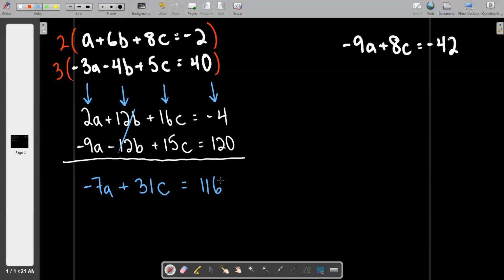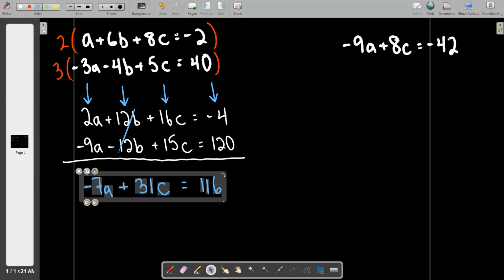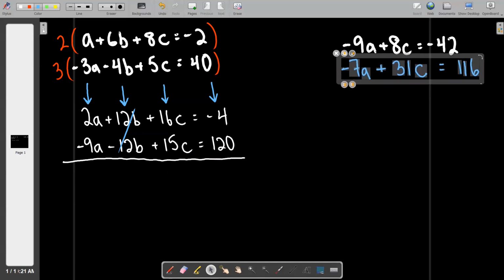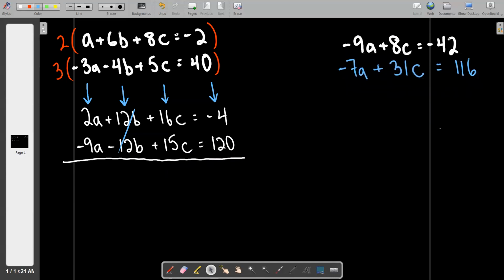Does that make sense so far? Okay, so what I'm going to do now is take this equation that I worked so hard to make, and bring it up and say, look, you now have a mate. You have another equation that's just like you, another equation that I am missing the same variable in.